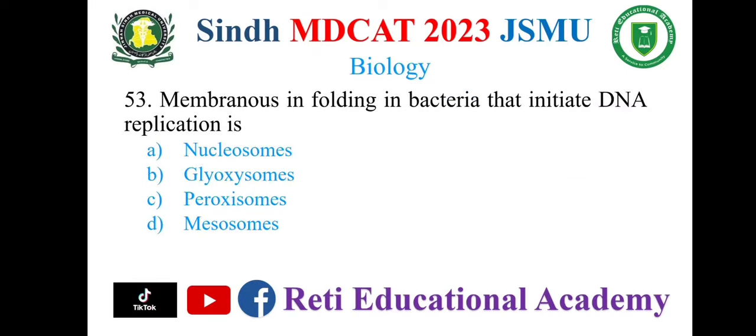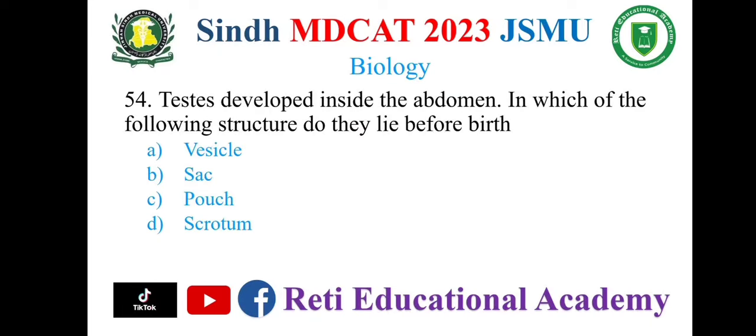Question number 53. Membrane infolding in bacteria that initiates DNA replication is A, nucleosomes, B, glycosomes, C, peroxisomes, D, mesosomes. And the correct option is D, mesosomes. Question number 54. Testes developed inside the abdomen, in which of the following structures do they lie before birth? A, vesicle, B, sac, C, pouch, D, scrotum. And the correct option is D, scrotum.